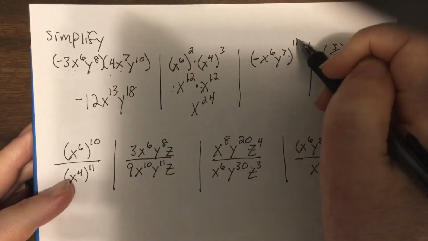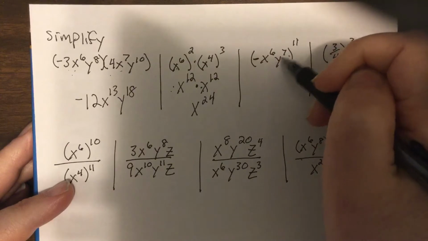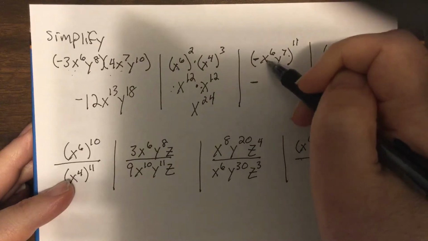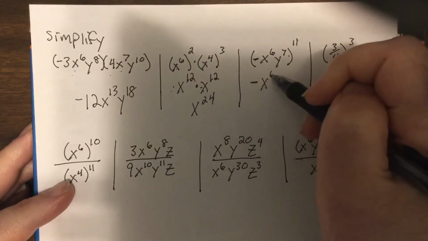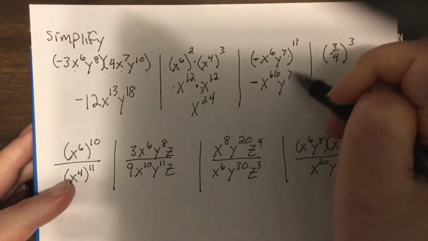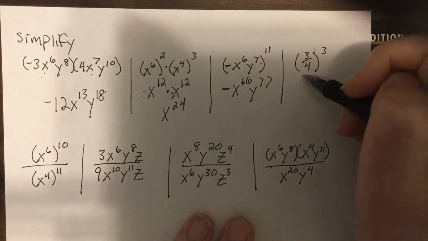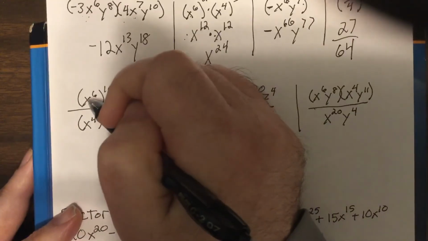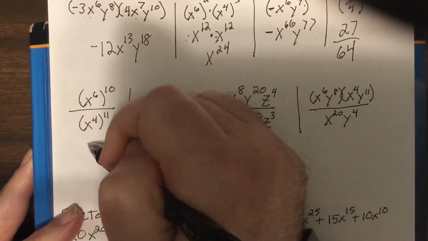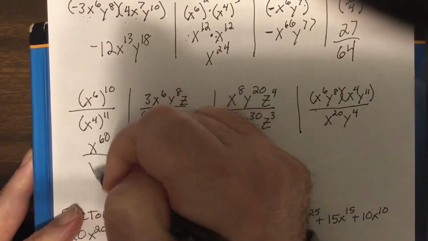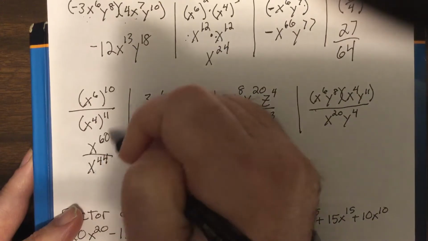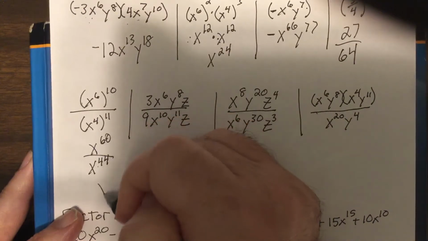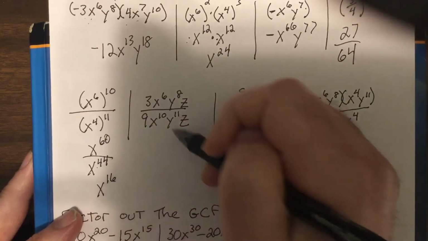Then when I have a product to a power, I raise each term of that product to that power. So 11 negatives would be negative. X to the 6 to the 11th is X to the 66. Y to the 77th. Then we just cube both terms, so it's 27 64ths. This one, when you have something raised to a power, raised to another power, you multiply the powers. Then when I divide two things same base, I subtract. So 60 of them, 44. 44 of these cancel out, so it's X to the 16th on top.